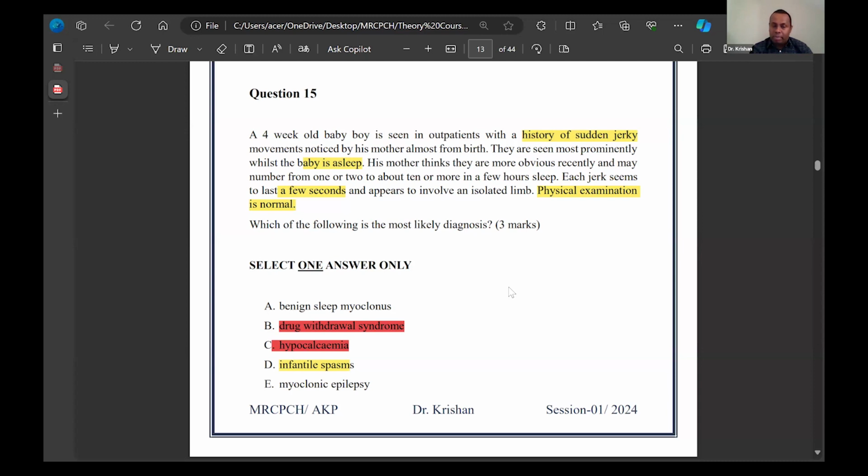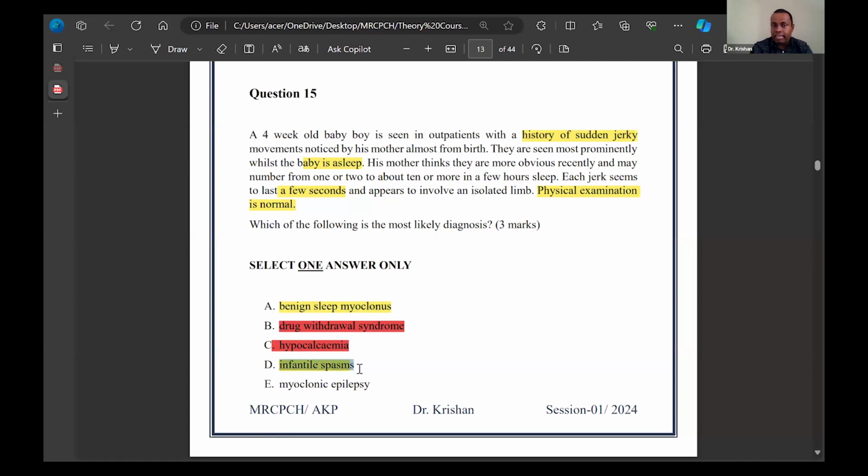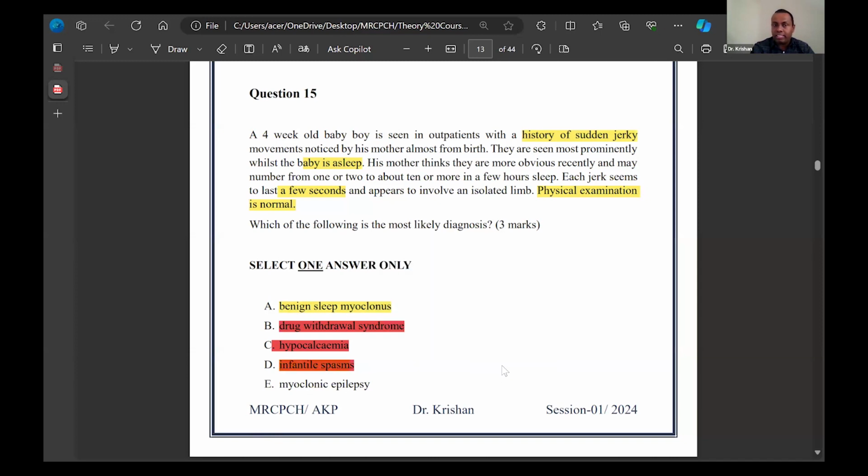Then could that be myoclonic epilepsy? Again, myoclonic epilepsy is possible, but myoclonic epilepsy does not necessarily have to occur only during sleep, right? So this baby is otherwise well, physical examination is normal, and few jerks occurring, lasting for few seconds, only during sleep. So what is tested here? Whether we know that this is benign sleep myoclonus. So the answer is benign sleep myoclonus. Treatment is reassurance. We don't have to do anything. Reassurance is enough for benign sleep myoclonus.